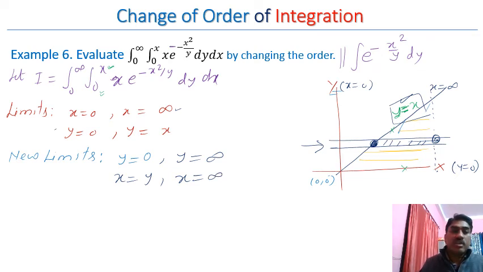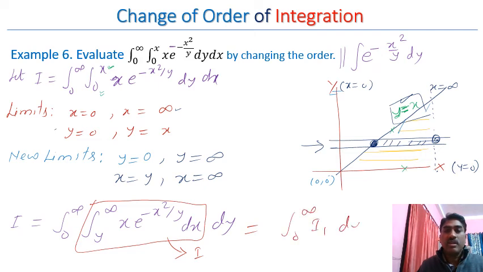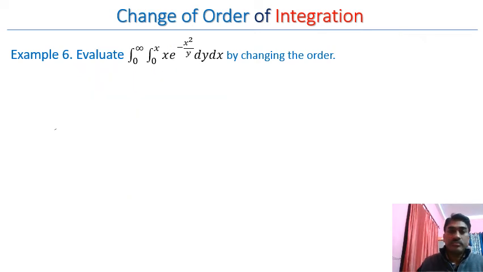So now what is the new integral? Means integral with the order changed. So this is 0 to infinity for y, and then y to infinity for x, and x e to the power minus x square by y dx dy. Now we will integrate first with respect to x. So when we integrate with respect to x, let us take this as I1, so that our integral becomes 0 to infinity I1 dy. So first integrate I1. What is I1? I1 is y to infinity x e to the power minus x square by y dx.